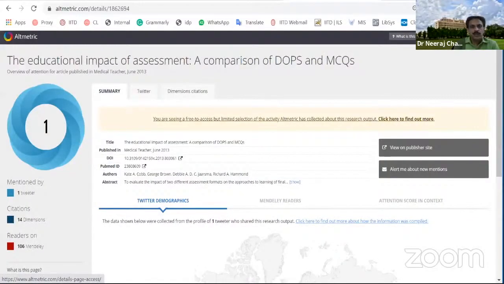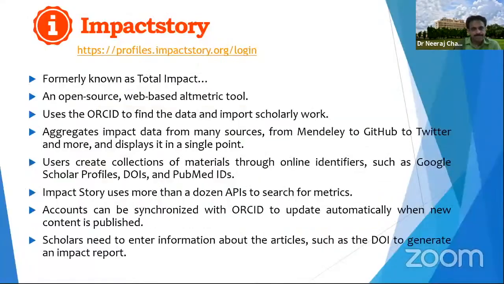This is how it looks like. Suppose any article is getting one tweet, then you will be getting that detail. Similarly, for 14 dimensions, 106 Mendeley likes, all these things are there.